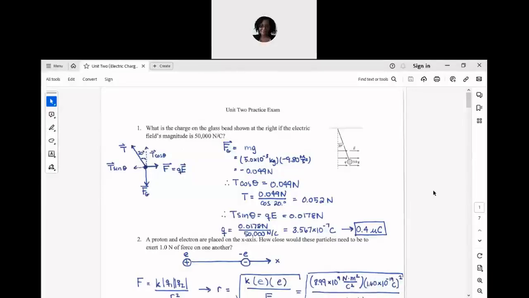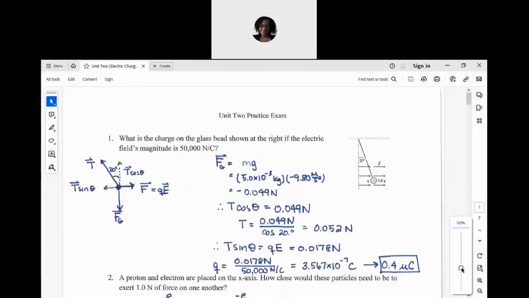You have a glass bead with a given mass, it's 5 grams. It is subject to an electric field that is oriented toward the right. We can see that this bead is on a string that's connected to the ceiling and it's deviated 20 degrees from the vertical. So the electric field strength being given, that's 50,000 newtons per coulomb. We can ultimately figure out how much charge had to exist on the bead.